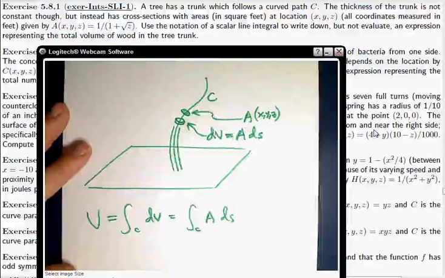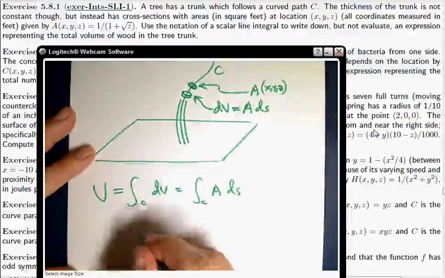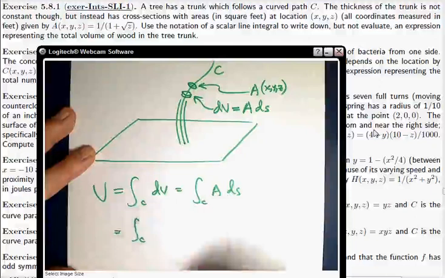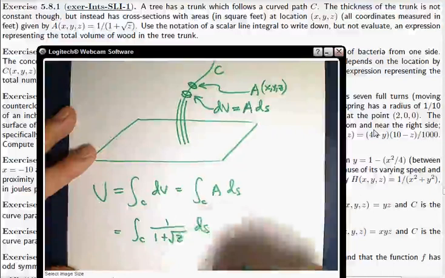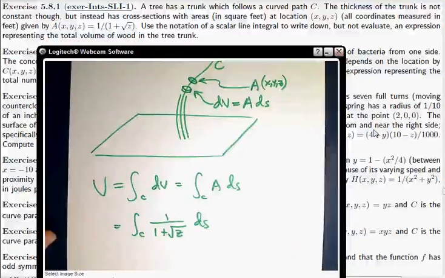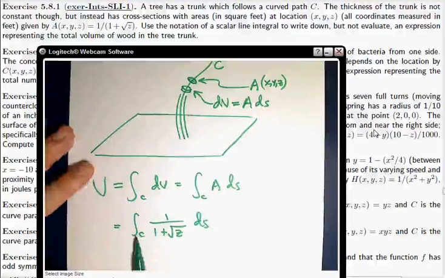And let's see, we have a formula for A. This is 1 over 1 plus the square root of z, ds. There you go. Does that make sense? And that's it? That's it for the first part, because notice I didn't ever tell you anything about the curved path C. And also the problem says, use the notation of a scalar line integral. It didn't say to parameterize and evaluate or write it as a single variable integral. We're just leaving it as a scalar line integral. So there you go. And we can't go any further because we don't know anything about that curve.